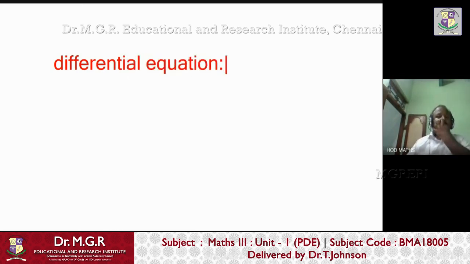Differential equation. I also explained this in the last class, but anyway, once again, let me explain. So what is a differential equation?